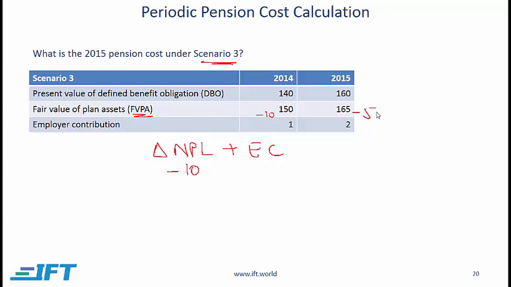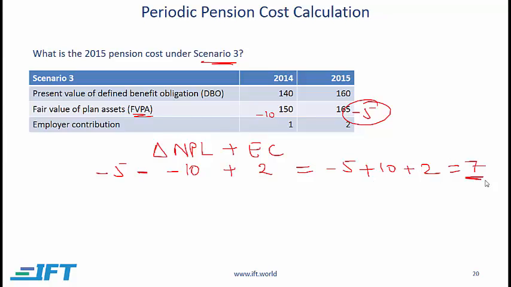The change is the ending value, which is minus 5, minus the beginning value, which is minus 10, plus the employer contribution, which is 2. So we can do our basic mathematics here. Minus 5 minus minus 10, which is plus 10, and then plus 2, this gives us 7. So the total periodic pension cost is 7.